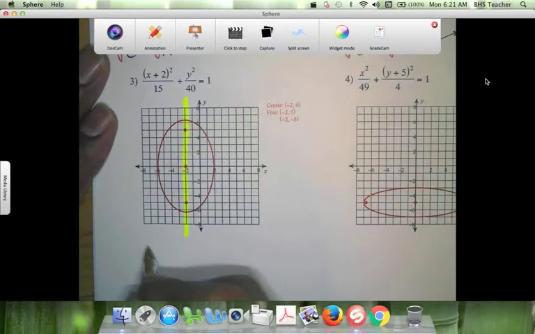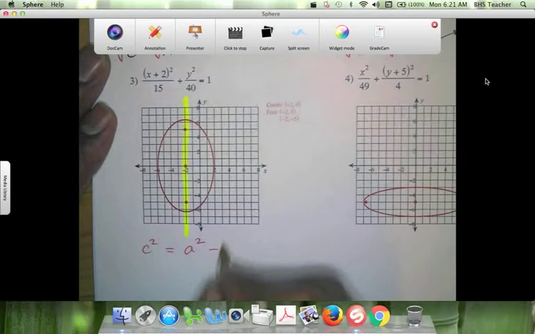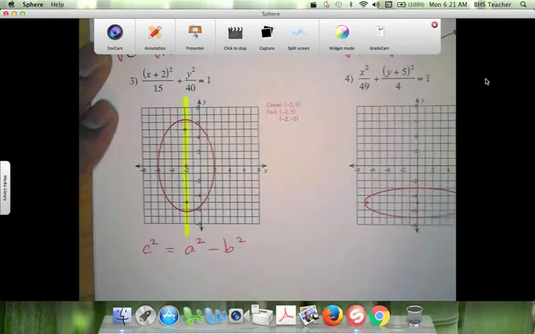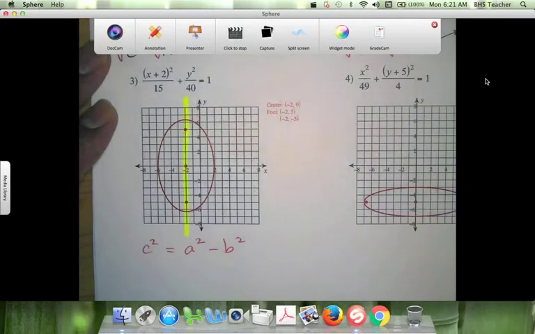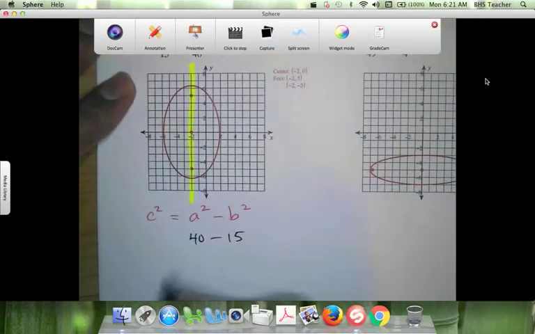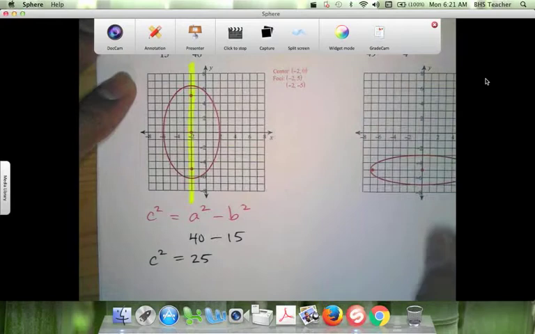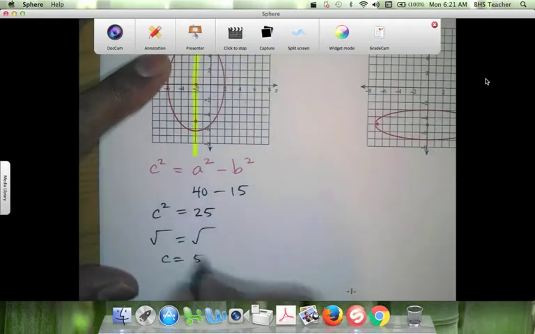C squared is equal to a squared minus b squared, where a squared is the greater number here. It's going to be 40 minus 15. See, that always guarantees that you get a positive value here. Okay, so that's going to be c squared equals 25. Oh, good. 25 is a good number. You take the square root of both sides, you get c is equal to 5.